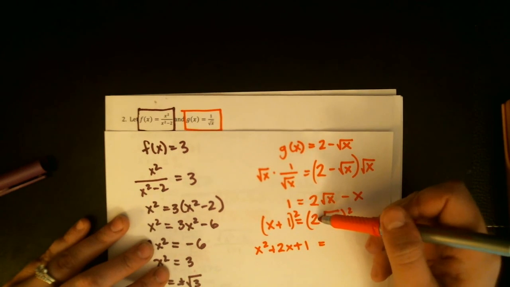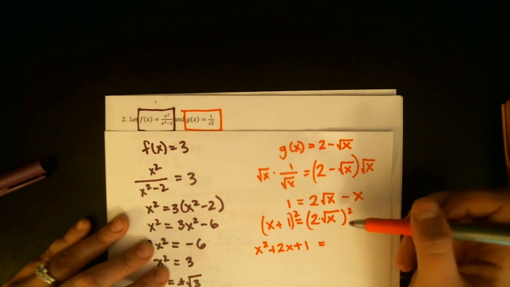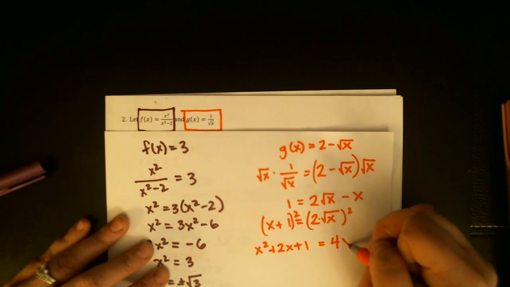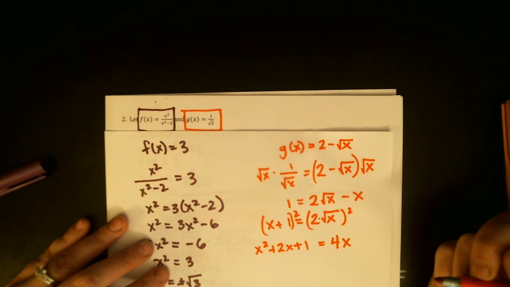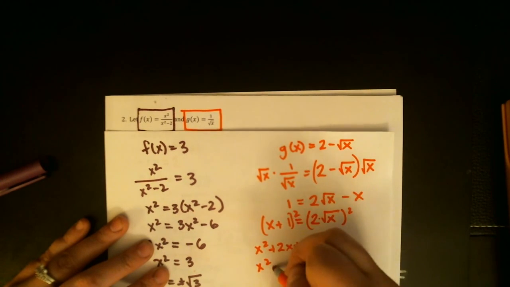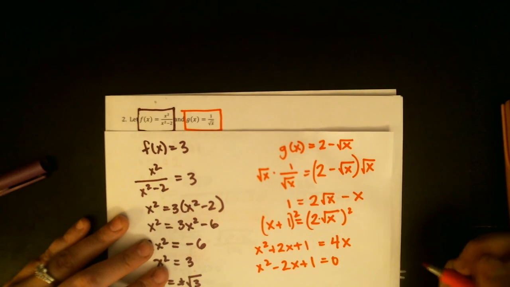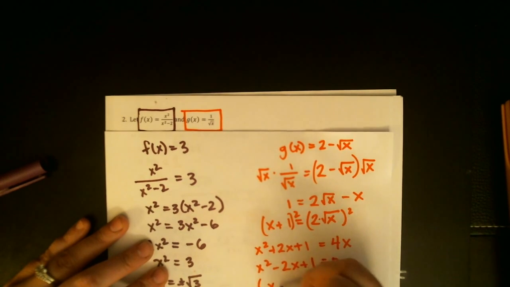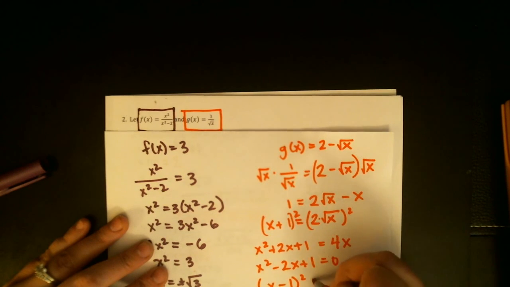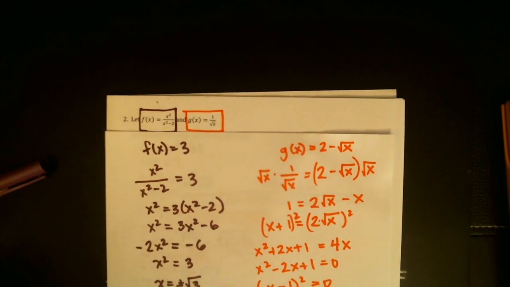Actually, careful on this side as well. There's no FOIL, but make sure that the 2 gets squared. So this is 2 root x times 2 root x, which is 4x. And it's quadratic now. So I'm going to go ahead and subtract the 4x, which makes this a negative 2x. So set it equal to 0. And that looks nicely factorable. It factors into an x minus 1 times an x minus 1, which means that x equals 1 seems to be my one and only solution.